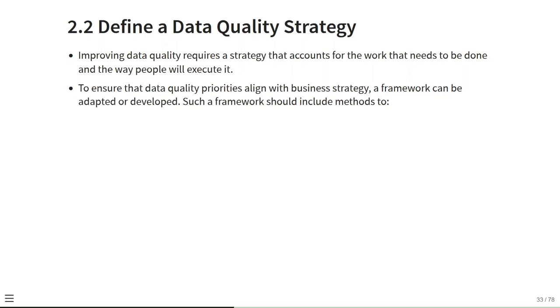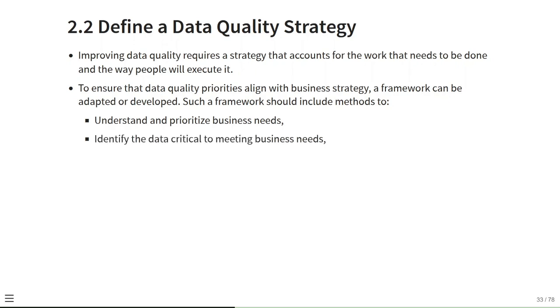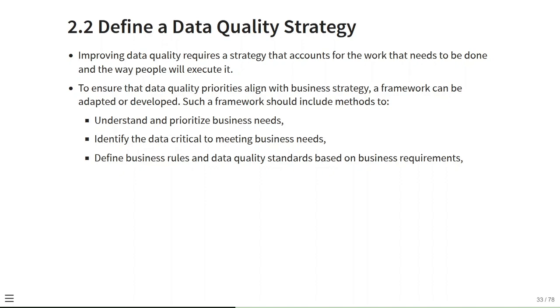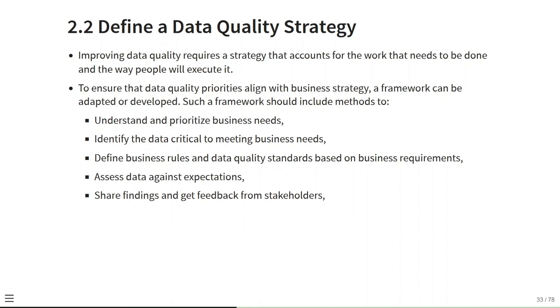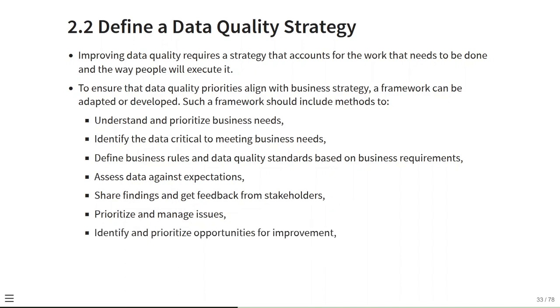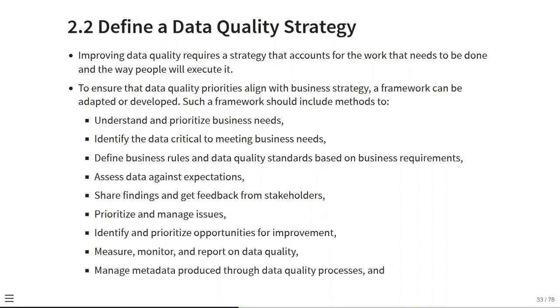Such a framework should include methods to understand and prioritize business needs, identify the data critical to meeting business needs, define business rules and data quality standards based on business requirements, assess data against expectations, share findings and get feedback from stakeholders, prioritize and manage issues, identify and prioritize opportunities for improvement, measure, monitor and report on data quality, manage metadata produced through data quality processes, and integrate data quality controls into business and technical processes.